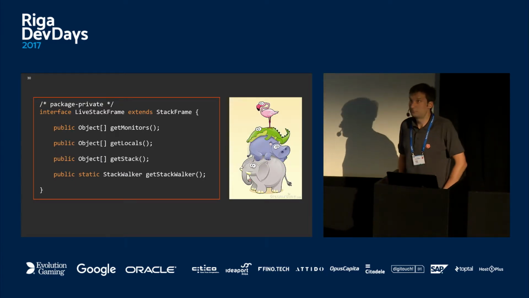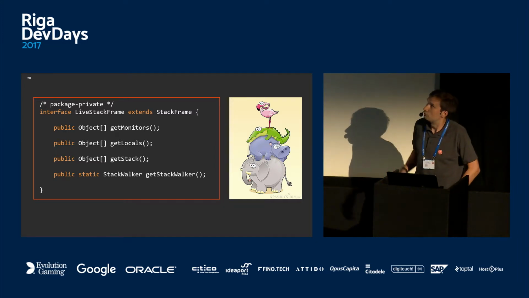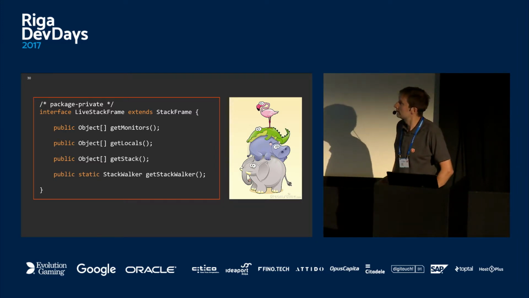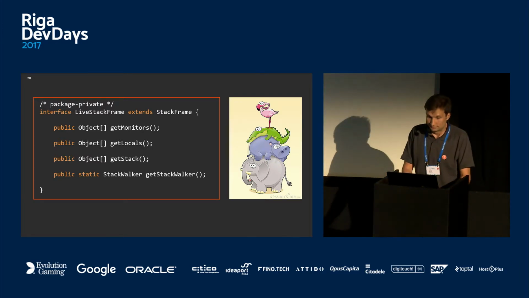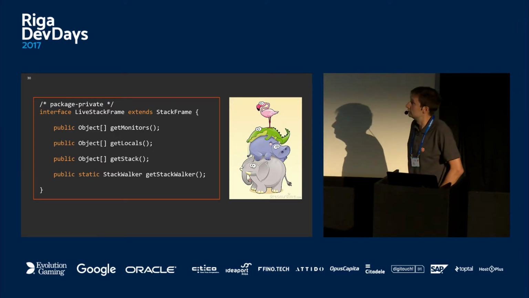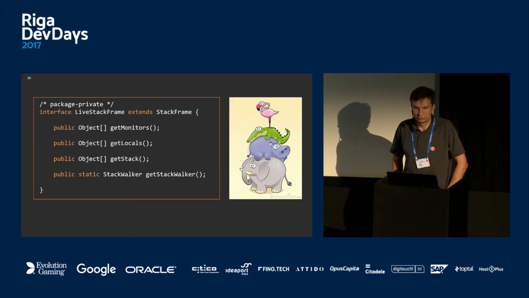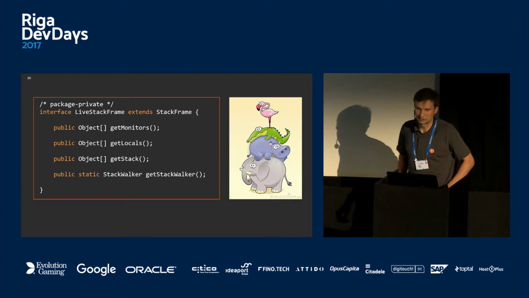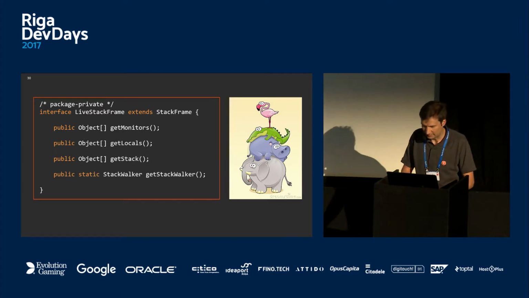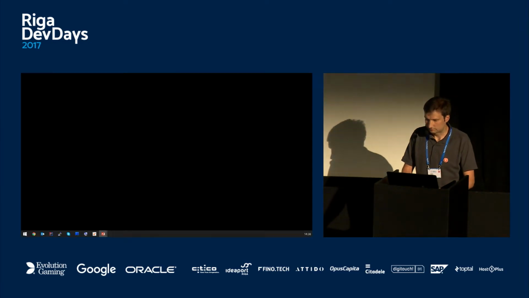And here is a bonus for you. No one from Oracle will tell you about this API because it is non-public and undocumented. It makes it possible to get not only classes and methods from a stack trace, but also local variables, monitors, and even the expression stack. Let's see an example.